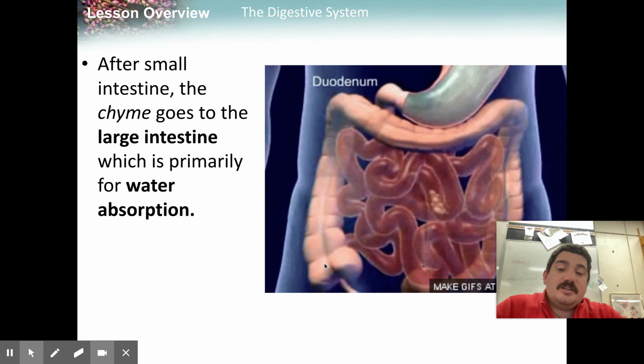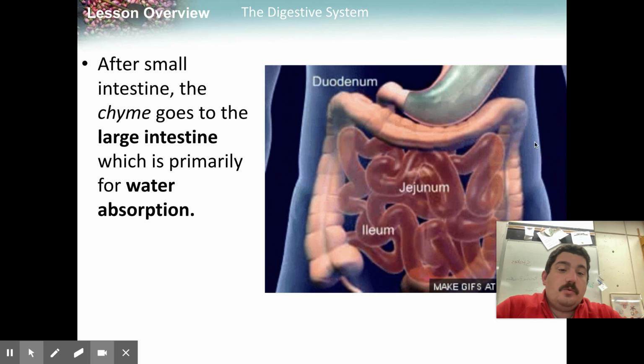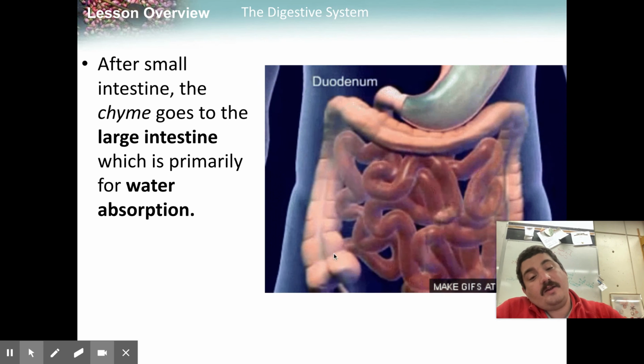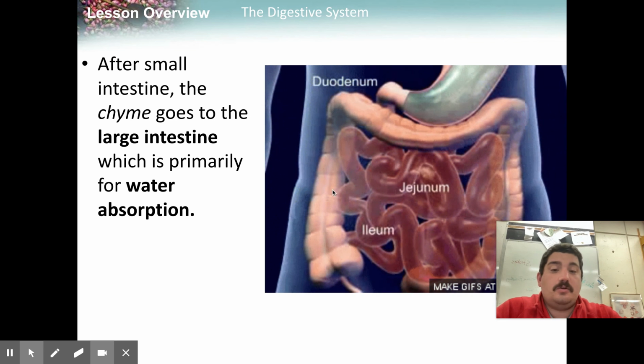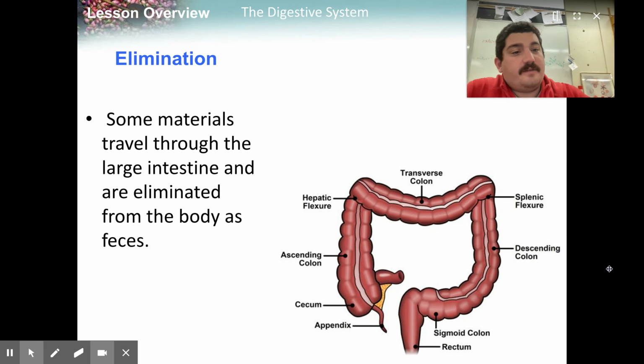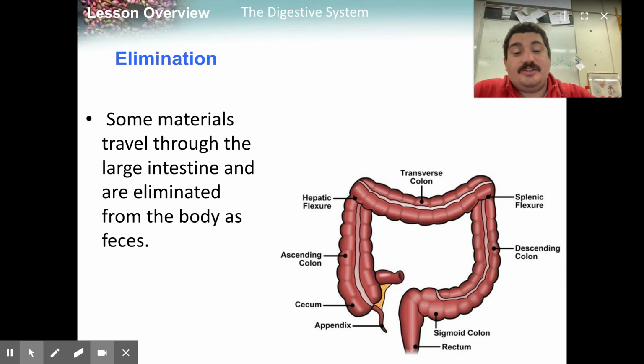Your large intestine is primarily responsible for absorbing water. So your small intestine gets the nutrients out, and by the time it gets here, we have waste product, and your large intestine absorbs all that water out. And then finally, after absorption, we have the last part, elimination. Materials travel through the large intestine, and as they go through, more and more water is absorbed, and then eventually you get all the way down here to the rectum, which is where your feces is stored.